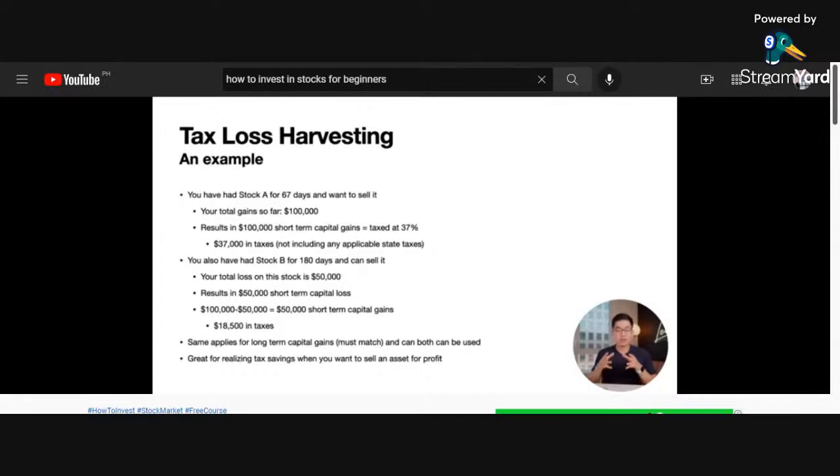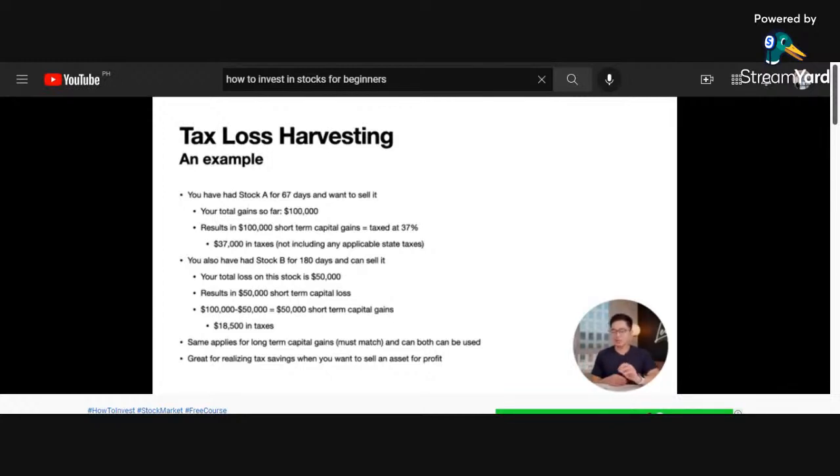On the other hand, you have had stock B for 180 days and you are thinking about selling it, right? You've actually lost $50,000 on this stock, which is not good, right? But you can actually use that $50,000 of short-term capital loss and offset that $100,000 of short-term capital gains. So if you take 100,000, subtract 50,000, this leaves you with $50,000 of net short-term capital gains, and that's going to come in at $18,500 in taxes. That definitely is a whole lot better than paying $37,000 in taxes. So that is a technique that you can use to reduce your taxable income.